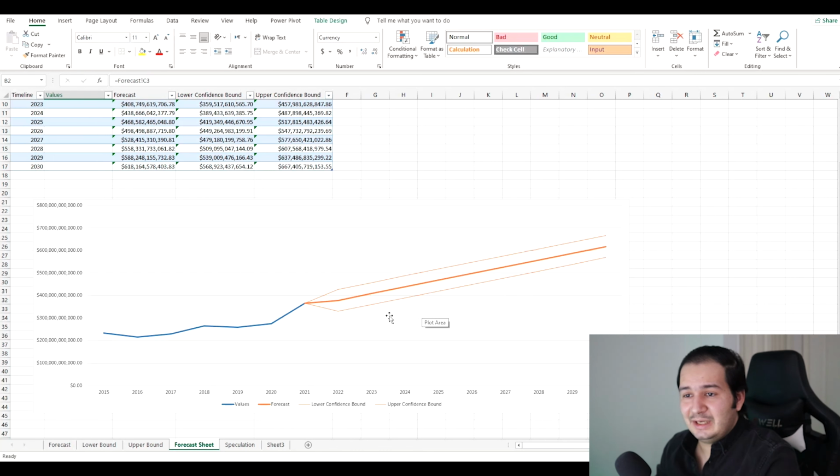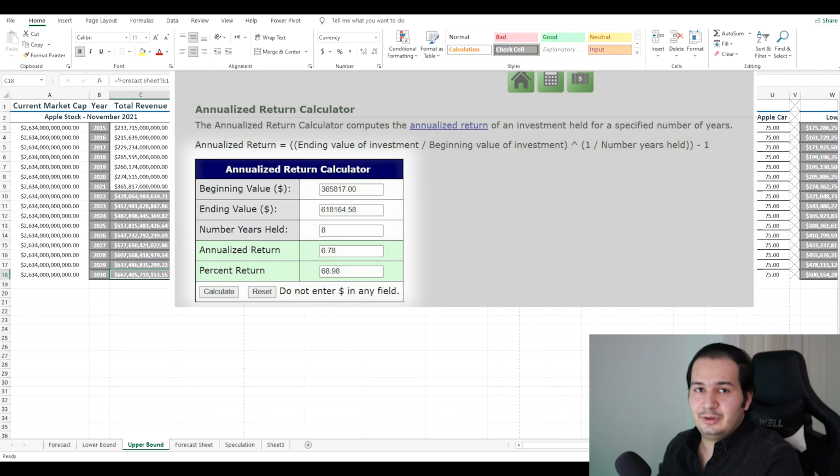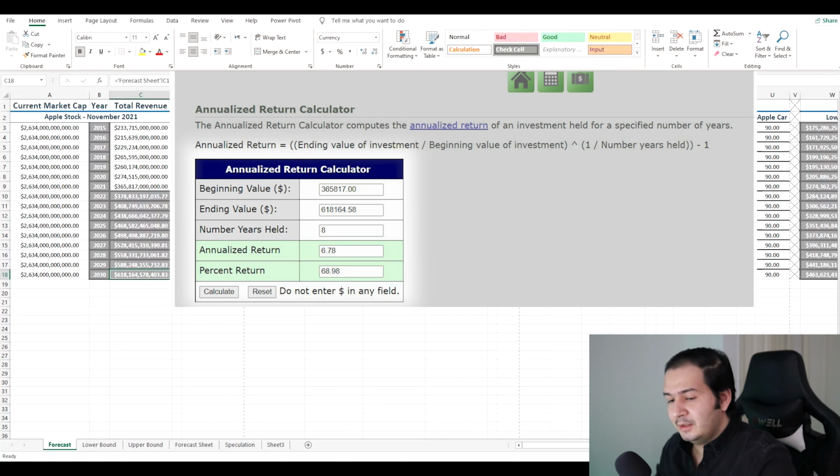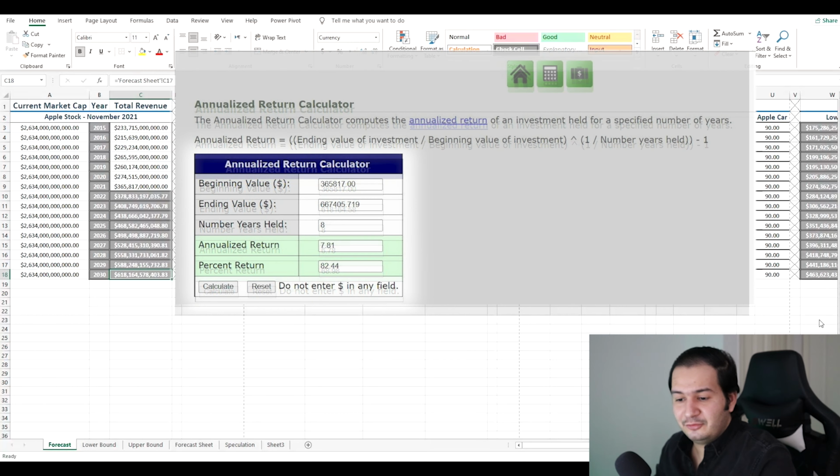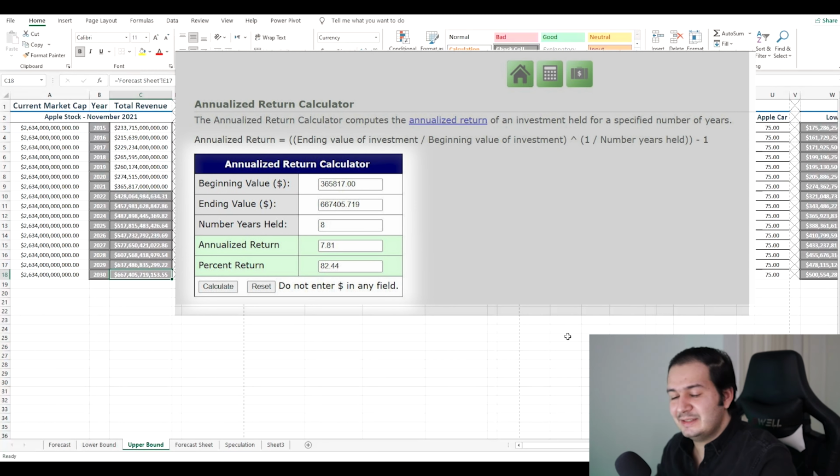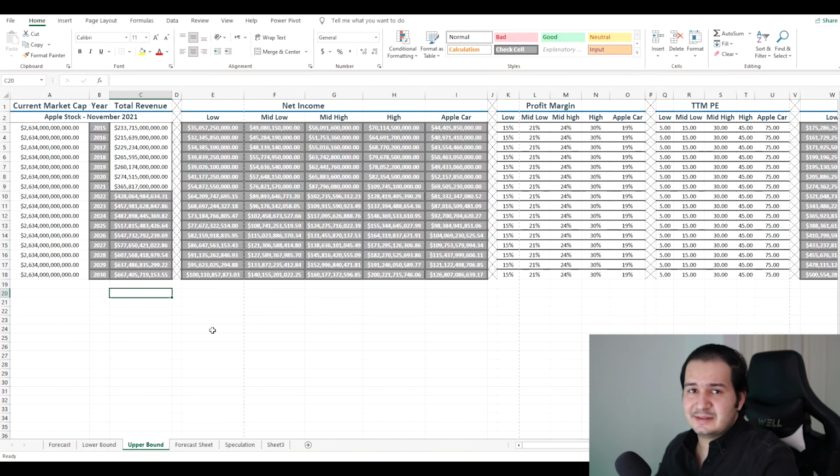So I've annualized the returns for these two methods. These are the results for the annualized returns, as you can see here. The revenue growth for the forecast method is 6.78% annualized, while for the upper band it is 7.81%. I believe Apple's revenue growth is going to be in line with the upper bound numbers, so I'm going to use the upper bound for this valuation.